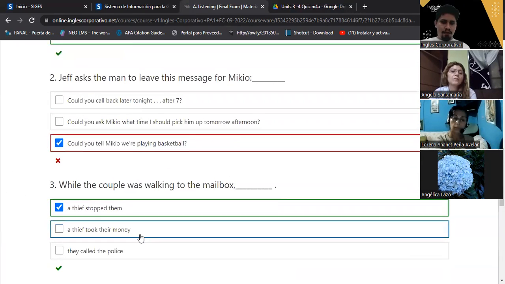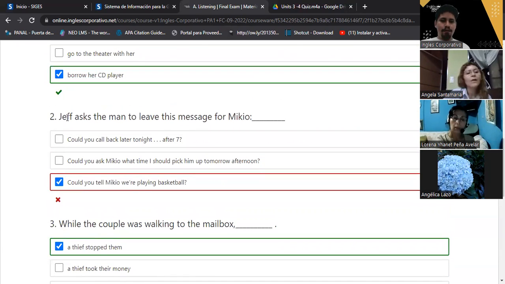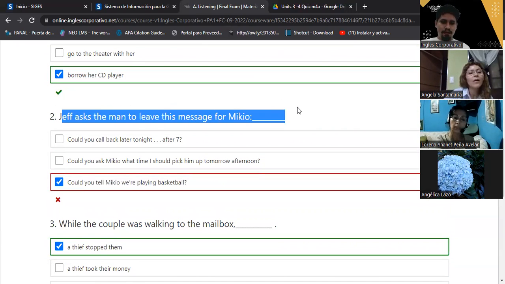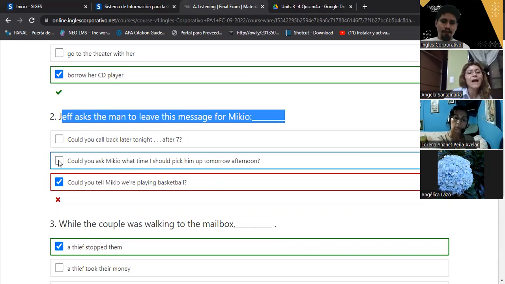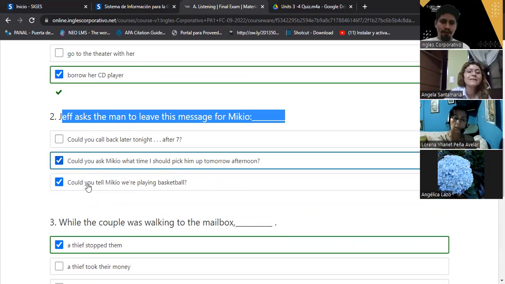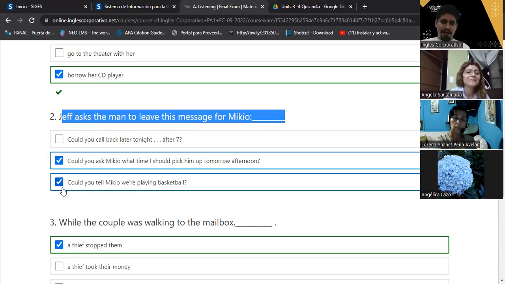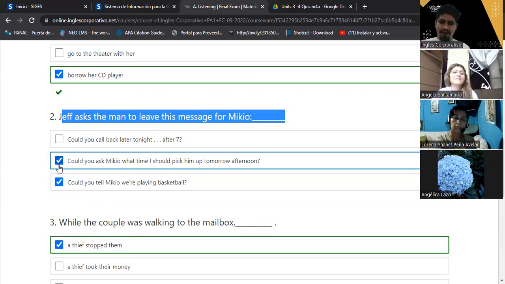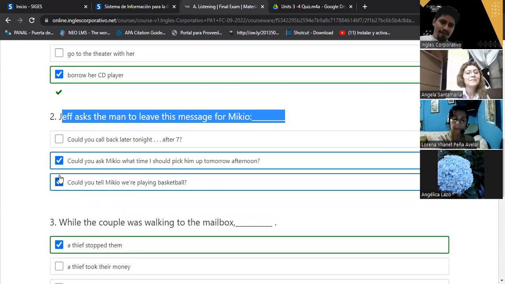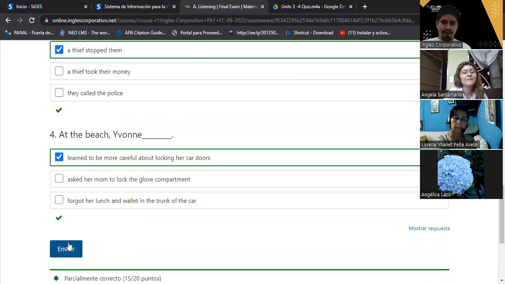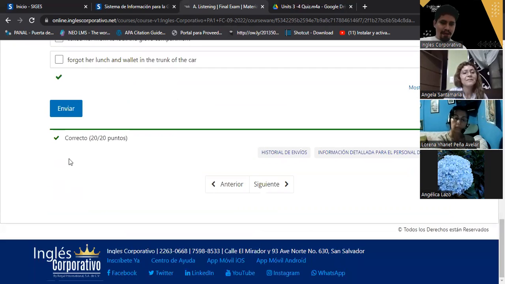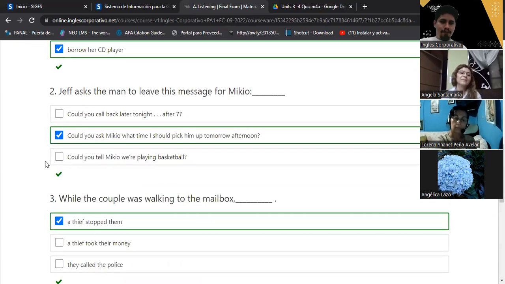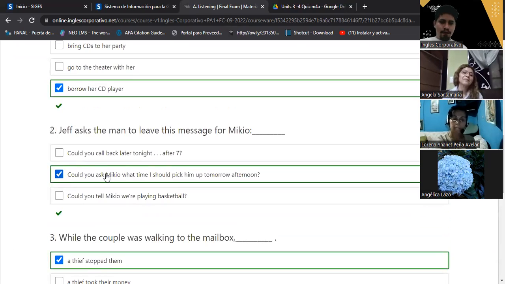Oh, we have one missing. Number two. I think it was the second one. It is the second one. Could you ask Mickey what time I shall pick him up tomorrow afternoon? Yes, but then or just one? No, the second one. Okay, let's try. That's correct. So it's going to be: could you ask Mickey what time I shall pick him up tomorrow afternoon? This is a question that we are going to be using here.